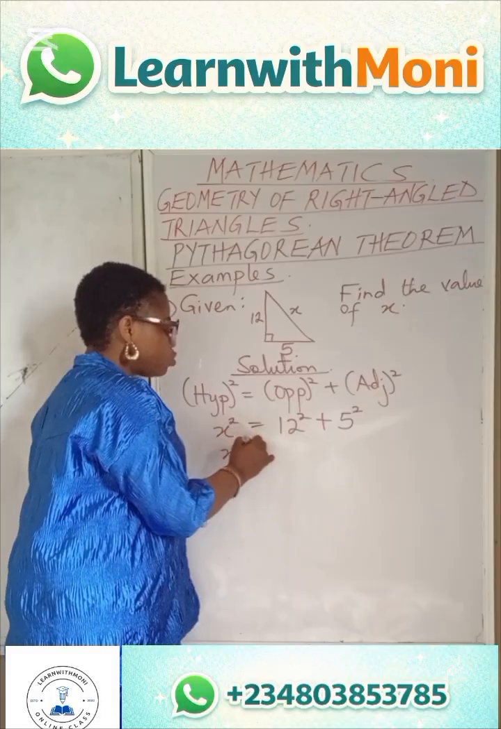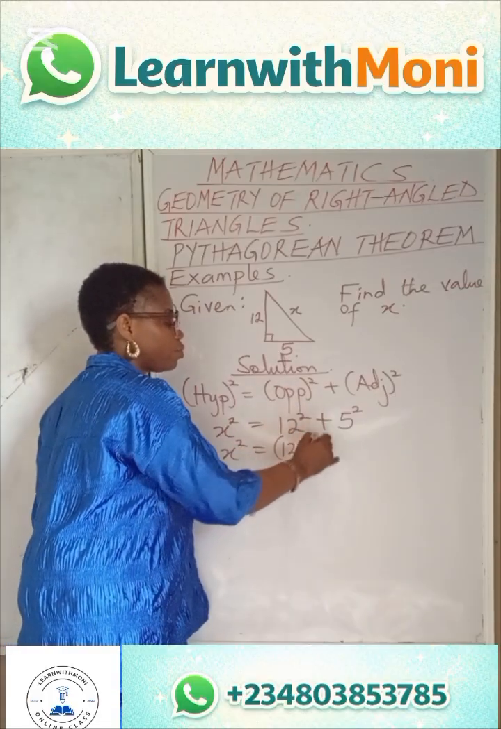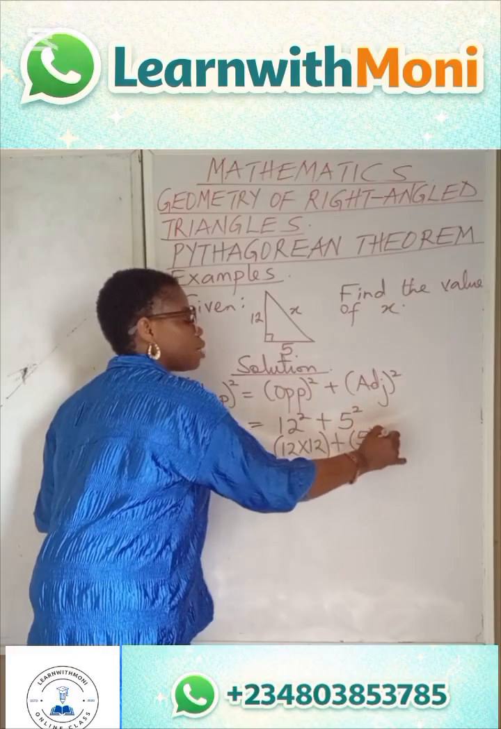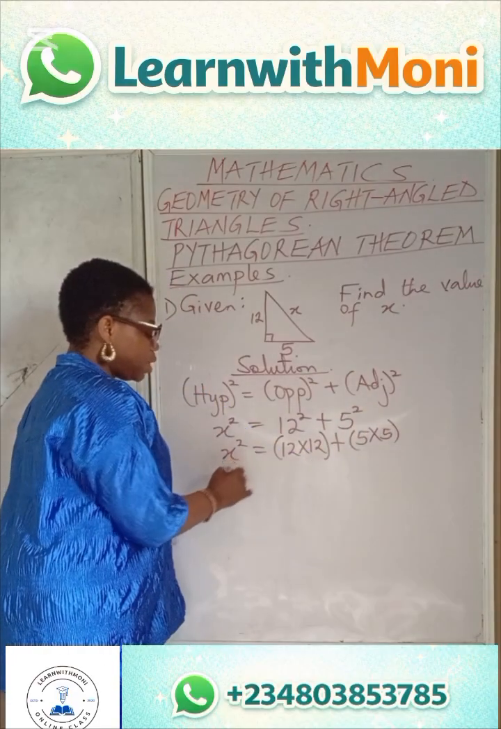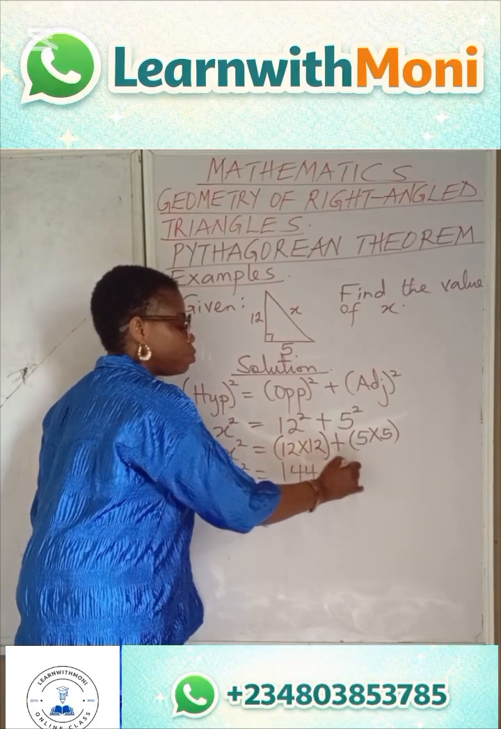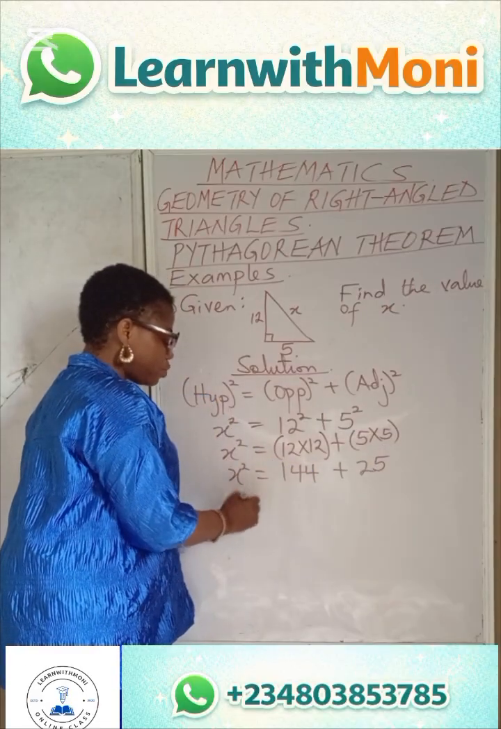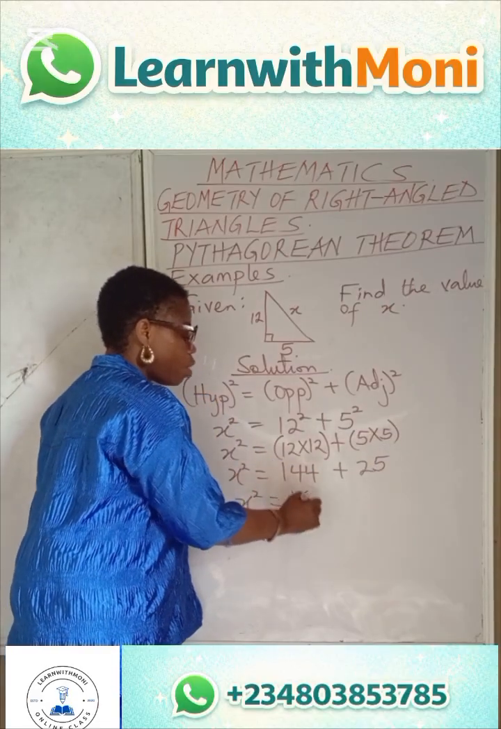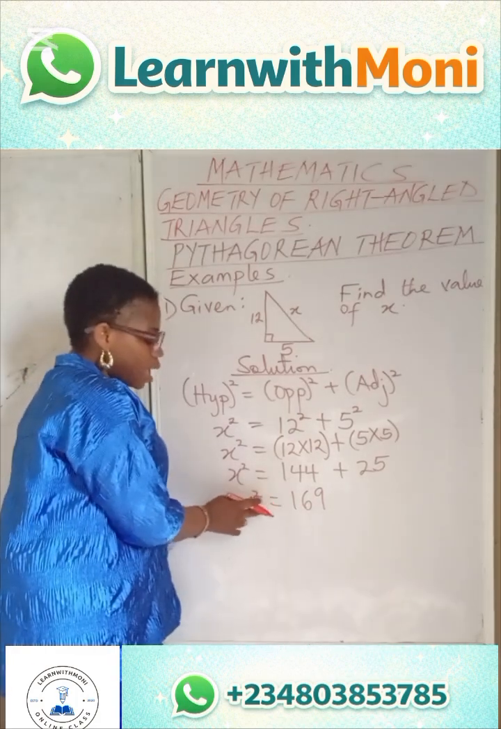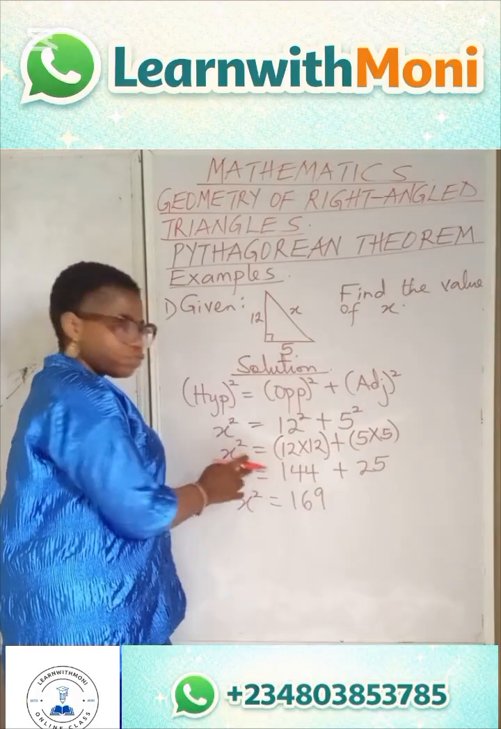x square is going to be equals to 12 square means 12 times 12, and 5 square means 5 times 5. This means we have x square equals to 144 plus 25. 144 plus 25 is going to give us 169. For us to get our x, we have to take the opposite of this power of 2.